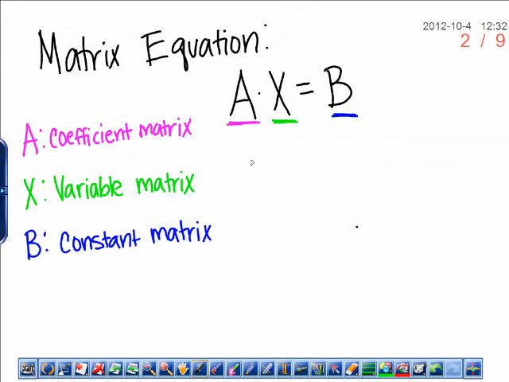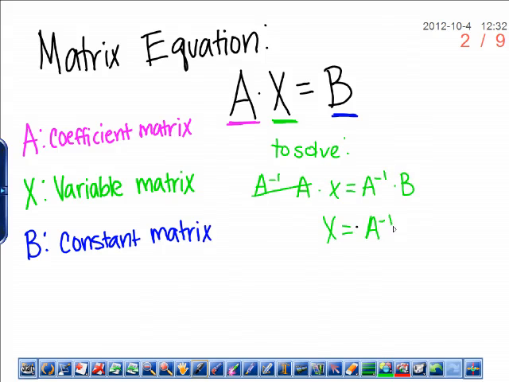So, like what we just did, if I want to solve this, I multiply both sides by A inverse. These cancel, so every single time my variable matrix is equal to the inverse of my coefficient matrix times my constant matrix. Inverse matrices is an operation that you can do to a matrix. You can find a matrix's inverse. We're not going to do that by hand. We're going to let our calculator find the inverse for us. Okay?